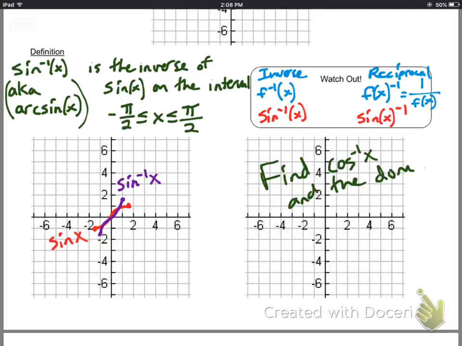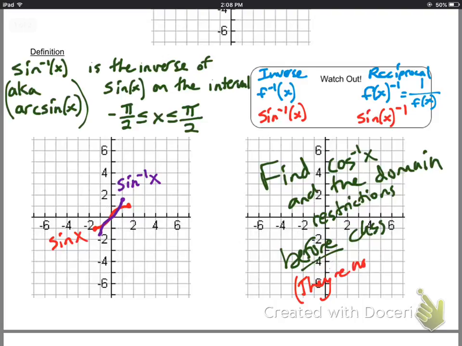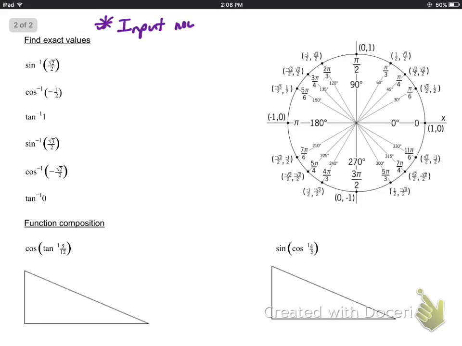Okay, I want you guys to sketch the cosine inverse and the domain restrictions before class, okay? Now, just a note, the domain restrictions are not the same, so don't do from negative pi over 2 to pi over 2, because you'll find out that's not a function. And I want you guys to see that before coming to class. So go ahead and do that now, pause the video, and finish that.